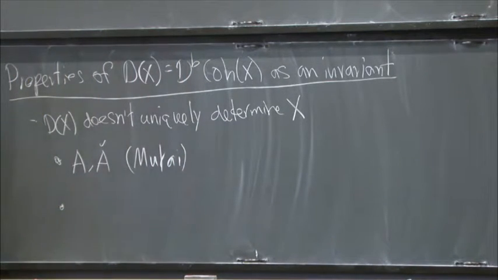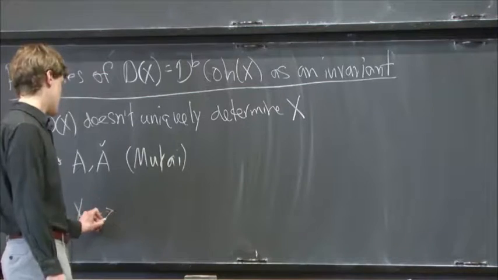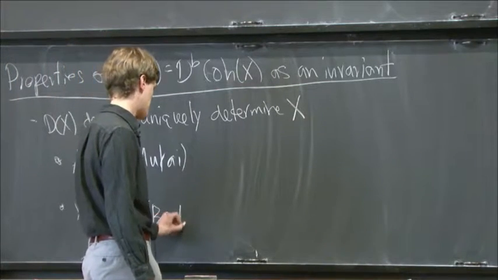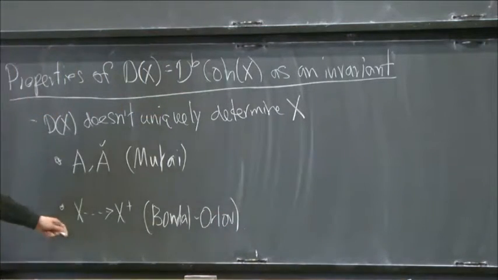Another example is that if you have two smooth threefolds that are related by a standard flop, even though in general they won't be isomorphic, they do have equivalent derived categories. This is Bondal and Orlov. And this is the property that I'm going to use later in the talk today.